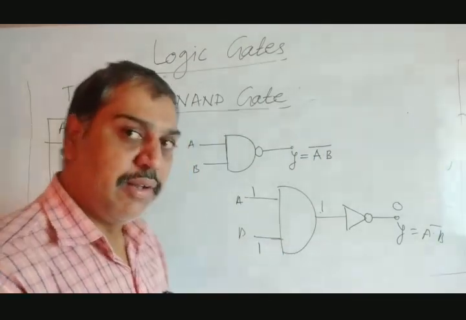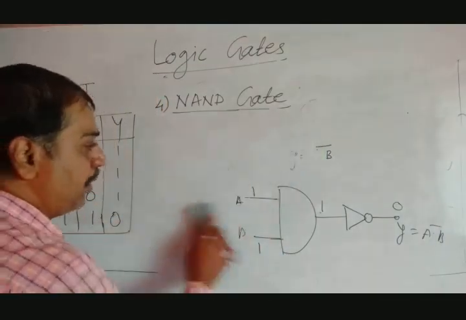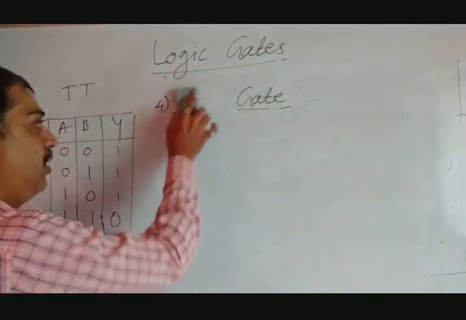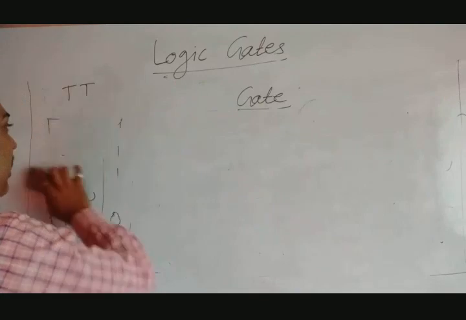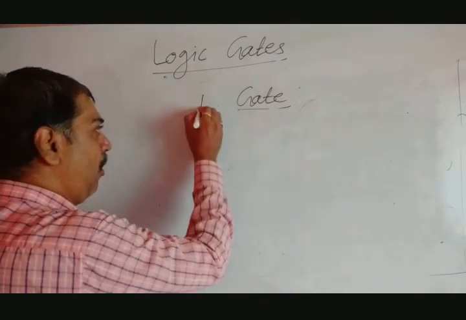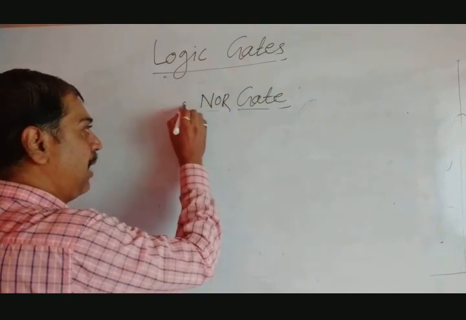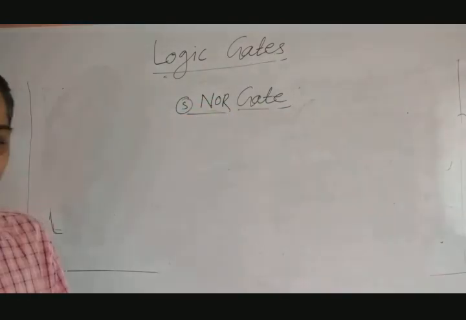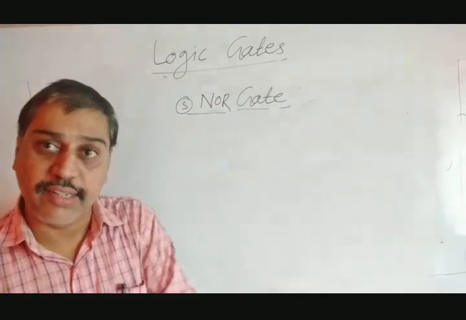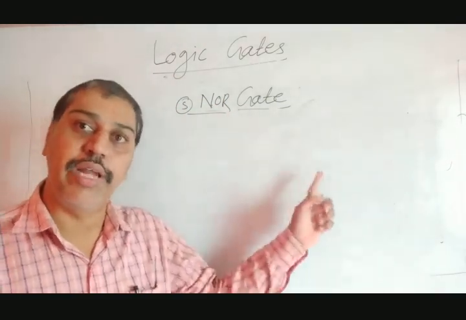Let's start with the next type of gate, which is exactly opposite of OR gate, and that is said to be NOR gate. The fifth type of gate is the NOR gate. Let's start with the NOR. It is the fifth type of logic, NOR. It is very simple: negation of OR. It is exactly the opposite working of the OR gate. It is said to be NOR gate.